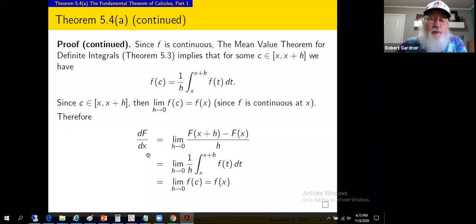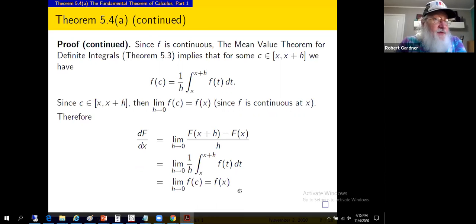Hey, limit of the difference quotient is a derivative. So this is giving us, by definition of derivative, the derivative of capital F. It is the limit of this difference quotient. We've seen the difference quotient equals this. We know that there's a point c between x and x plus h, where I can replace that integral with an f of c. So we've done that here. And we just argued the limit as h approaches 0 of f of c equals f of x by the continuity of function f. It's important that f is continuous in the fundamental theorem of calculus.